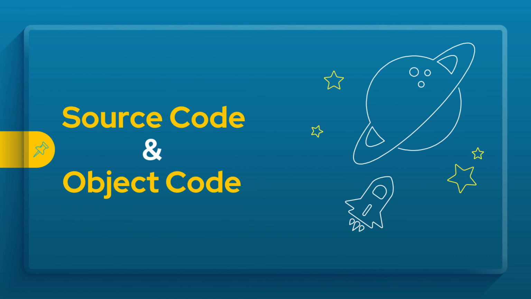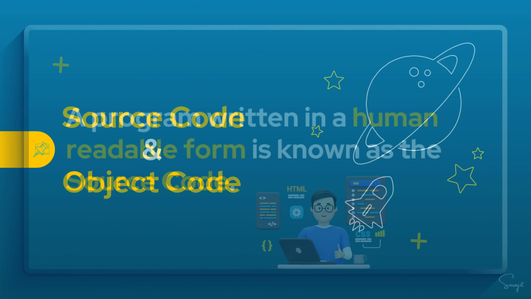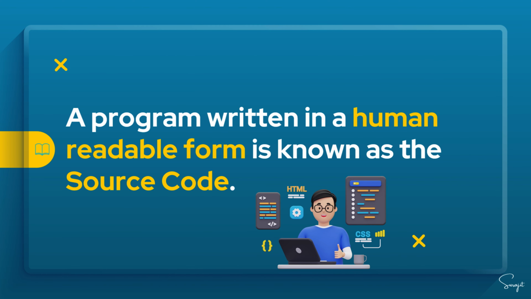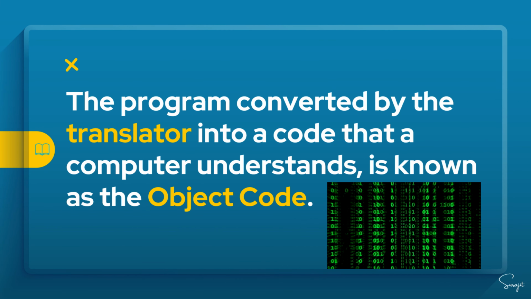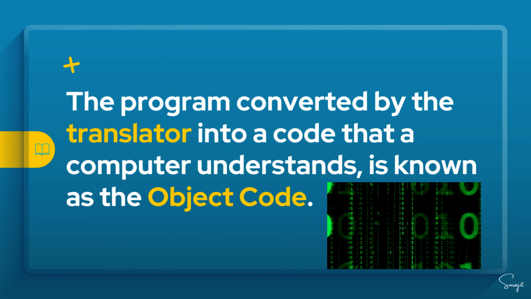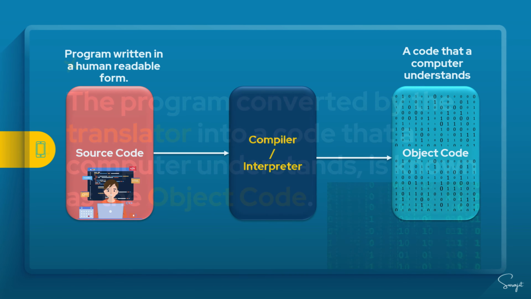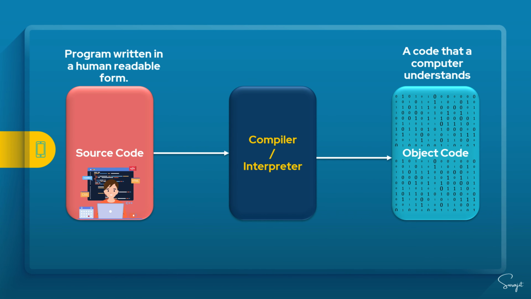Now, let's talk about source code and object code. A program written in a human-readable form is known as the source code. The program converted by the translator into a code that a computer understands is known as the object code. Just remember, a compiler converts the entire source code into machine language at once and displays the errors for the whole program together. And an interpreter is a program that translates the source code instructions into machine code, line by line, and displays the errors for one line at a time.